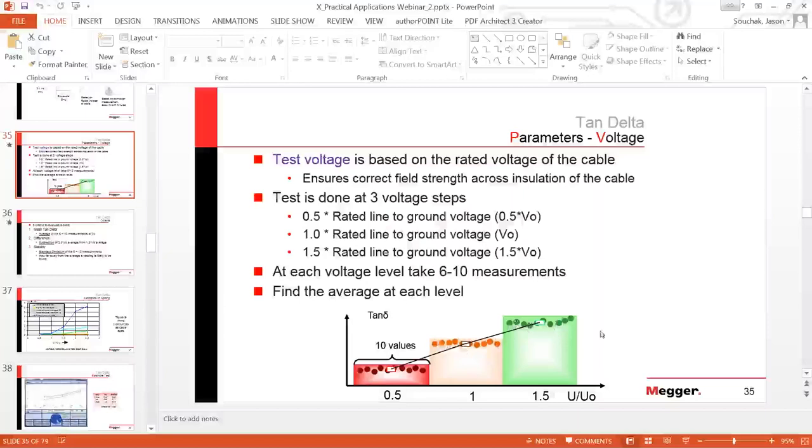And we just simply take those measurements then and zip them down to an average. And we work with the averages as we do the assessments, really. It's just a matter of holding the voltage at that level long enough to measure 6 times. You measure once per cycle.